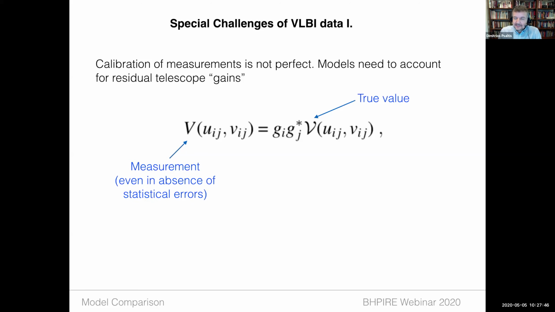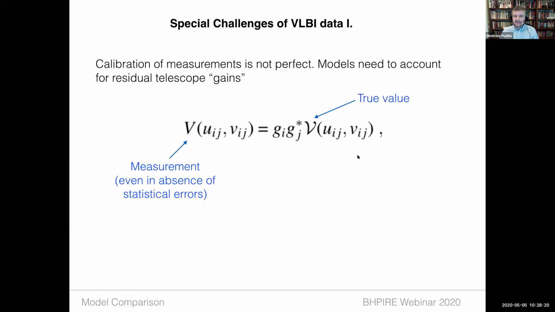And the differences come in for a number of reasons that have to do with the special challenges of the VLBI data. And one of them is that the calibration of our measurements is not perfect. I talked about the Rice distribution when the only source of uncertainty and noise is just thermal noise. But in principle, we have unaccounted calibration errors that in general, we call the gain of a telescope. And of course, it has to do with the telescope and the atmosphere above it.